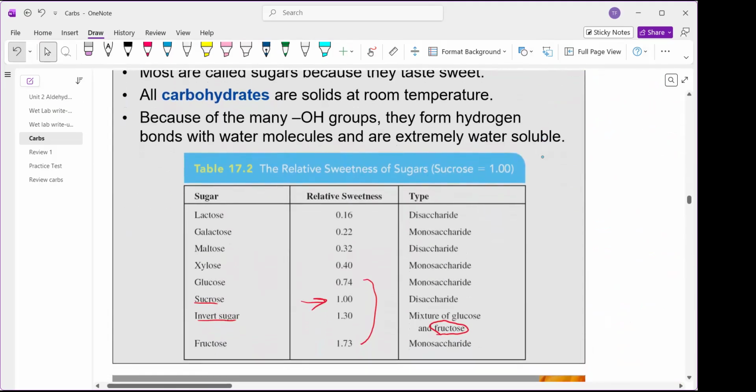Now, as far as sweetness goes, sucrose is the standard. And they say that's a sweetness level of 1. Look at fructose, almost twice as sweet as sucrose. Now, fructose was used a long time ago in the 40s and 50s for diabetics because it was so sweet you didn't have to use as much. Because in those days, they didn't have any artificial sweeteners.